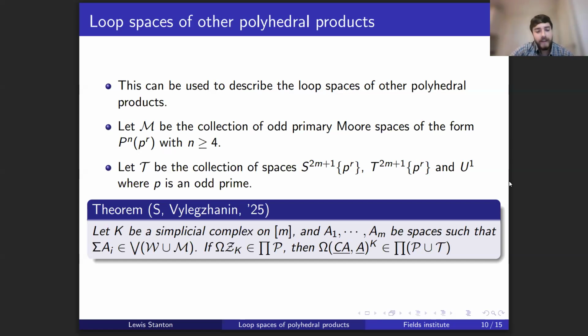And the point is, if you again have any simplicial complex and you have some spaces such that their suspension is a wedge of spheres and Moore spaces, then if you know that the associated moment angle complex is a product of looped spheres, then you can show that actually all of these polyhedral products decompose after looping as a product of looped spheres and these Cohen-Moore and Eisendorfer spaces.